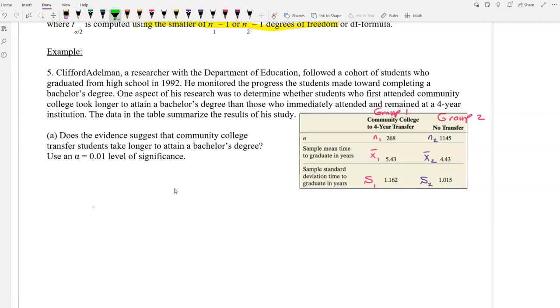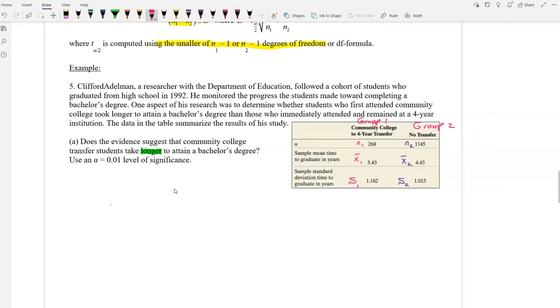So first we should know what the null and alternative are. Part 8, does the evidence suggest that community college transfer students take longer to attain a bachelor's degree? Here our alpha is 0.01. So step 1. Null and alternative.